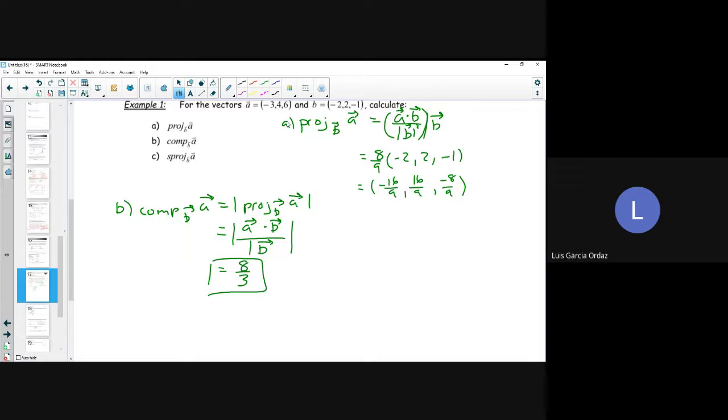And now I need to figure out my scalar projection of A onto B. So from the previous note, my scalar projection of A onto B is just going to be the same thing as saying A dot product B over the magnitude of B. And we already got this answer, which is going to be 8 over 3.